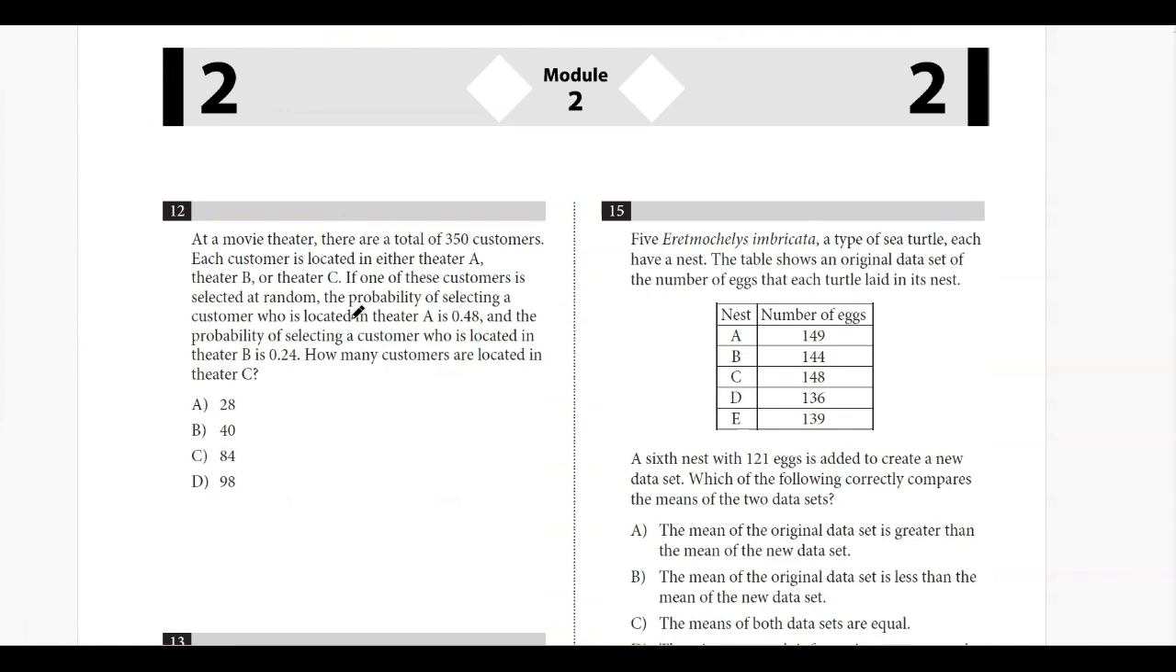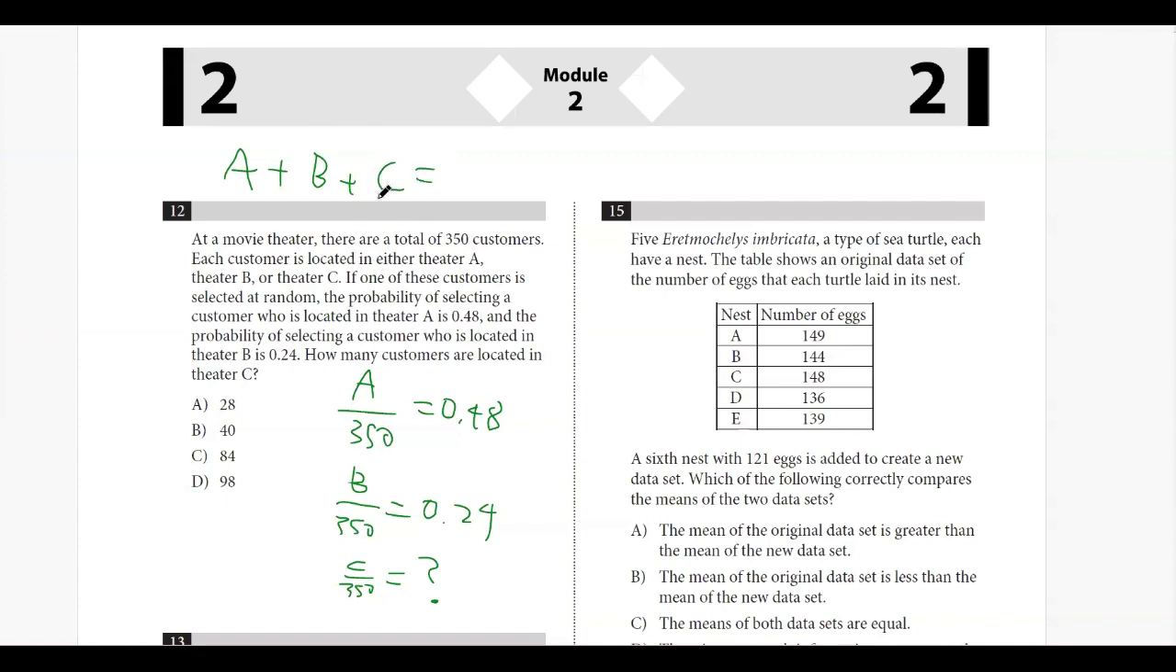So probability is target over total. A over 350 is equal to 0.48. B over 350 is equal to 0.24. C over 350. We're looking for this one here. We can easily find A and B, but we don't know the C here. And we all know that all of this adds up to 350.